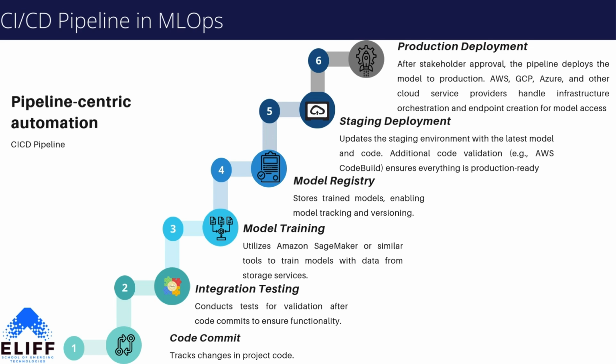This same process applies to staging and production. For staging, we verify that everything works as expected before stakeholders approve the model for production. So that's an overview of a CI/CD pipeline in MLOps. Throughout our learning journey, we'll cover each of these AWS services in depth so you can set up a complete CI/CD pipeline for your machine learning projects.